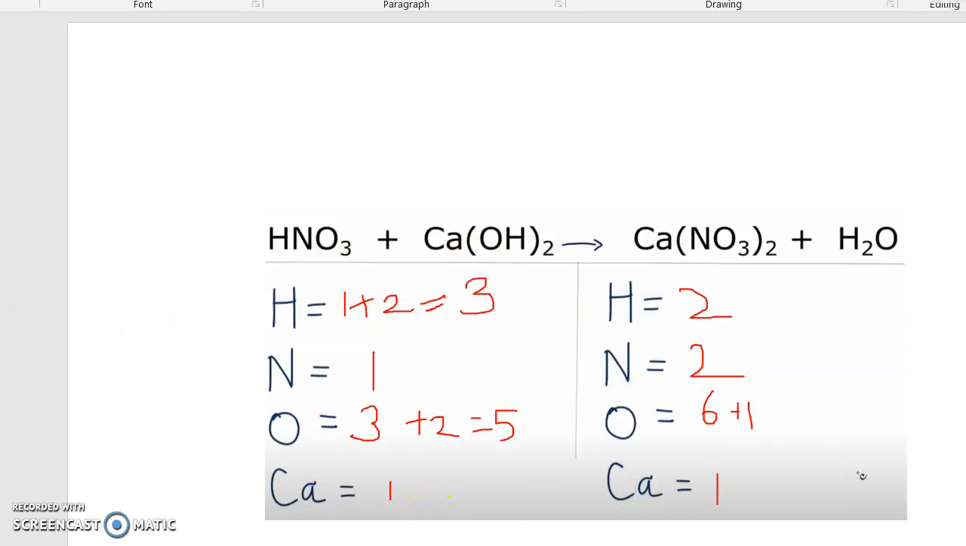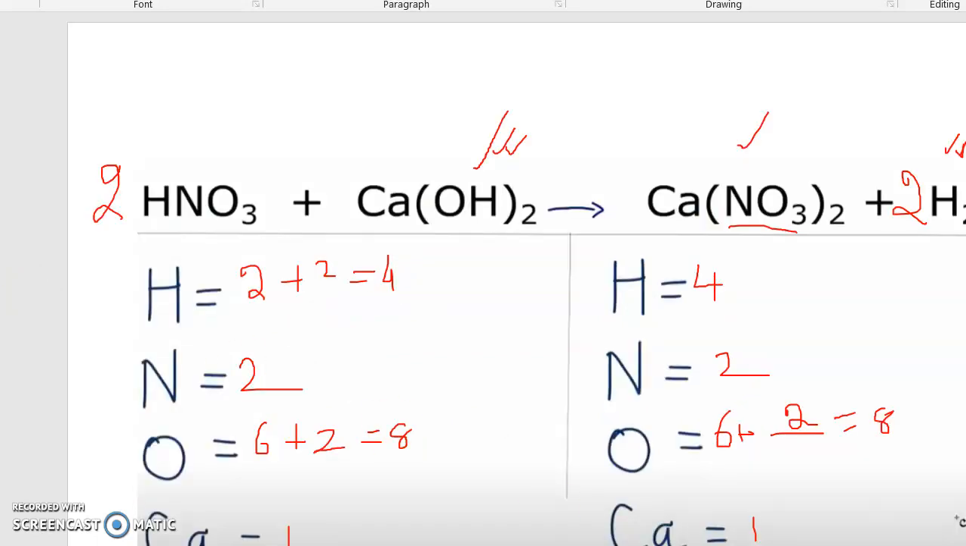Let us see how to balance this. First, we have to balance NO3. NO3 on the product side is present 2 times, NO3 twice. On the left hand side, in HNO3, NO3 is present 1 time. So put 2 in front of HNO3 so that NO3 will become 2. 2 NO3 here, and here also 2 NO3.